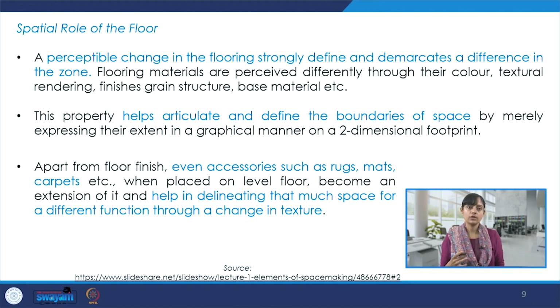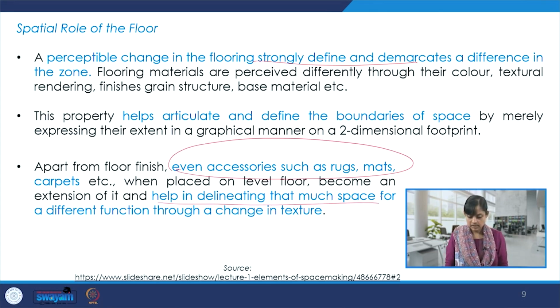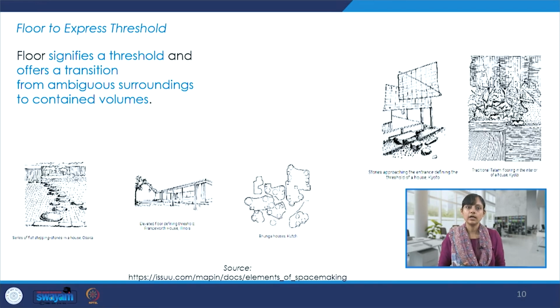There are different kinds of spatial roles that the floor plays. We have done some discussion already, and it does strongly define and demarcate different zones. It helps in articulation of spaces and defining the boundaries within a space. And even accessories such as rugs, mats, carpets, etc. They help in delineating that much space for a different function through a change in texture or color, etc. And there are different attributes these elements could assign to a space or a project.